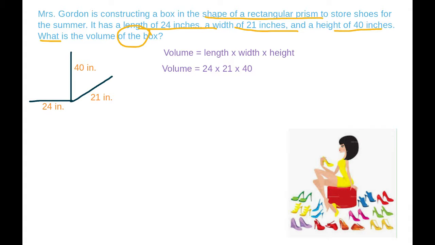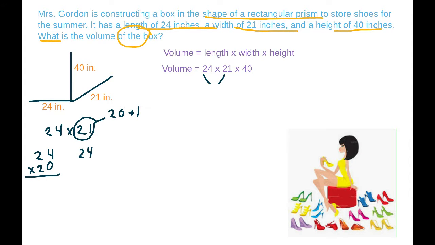So I'm first going to multiply 24 times 21. Now in class, we used a partial product to multiply 2 or 3 digit numbers. So I'm going to use that same method as we do in class. I'm going to write 24 times 21. The first thing I'm going to do is break apart 21. 21 can be broken apart into 20 and 1. So I'm going to multiply 24 times 20 and then 24 times 1.